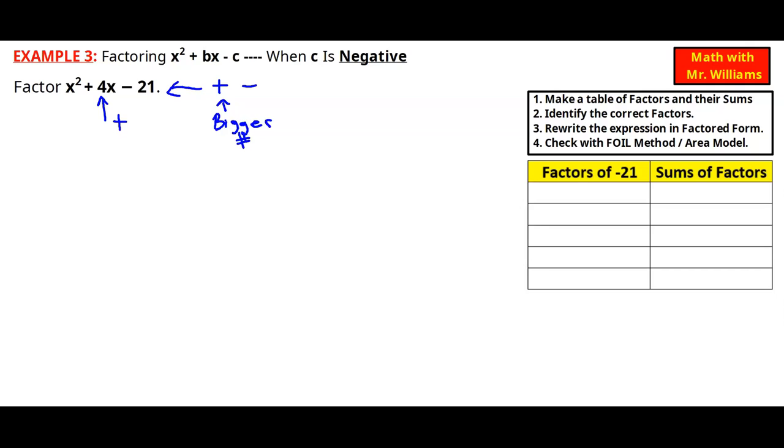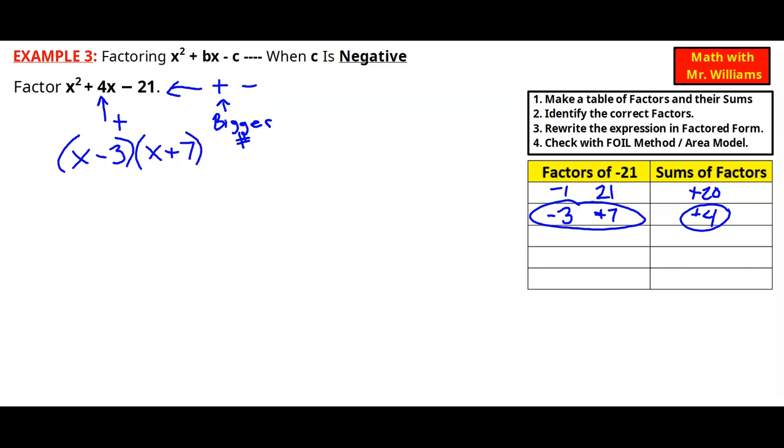So let's work on our factors of negative 21. Here we have 1 and 21. So we know the smaller number has to be negative. So negative 1 times a positive 21 gets us negative 21. Another one would be negative 3 and a positive 7. If we add those up, we would get a positive 20 on the first one, and on the second one, we'd end up with a positive 4. So the one we're looking for is the positive 4. So our answer should be x minus 3 and x plus 7.